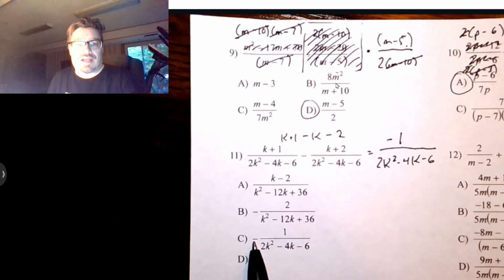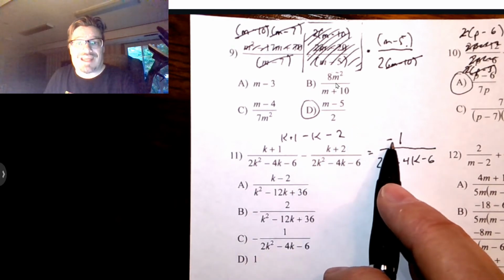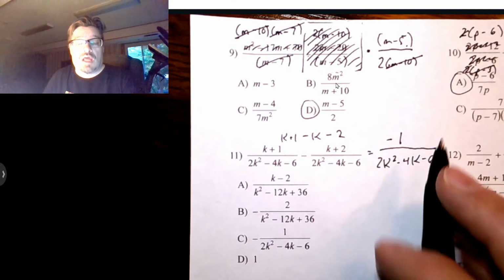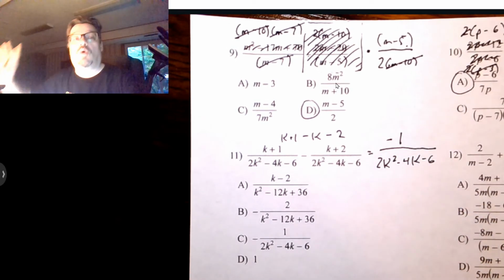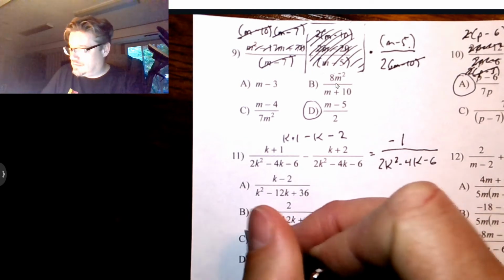Notice that this negative sign here is the same as having the negative sign up here. It's identical because there's a pair. As long as there's one of them that's negative, the whole fraction is actually negative. So our answer is C.